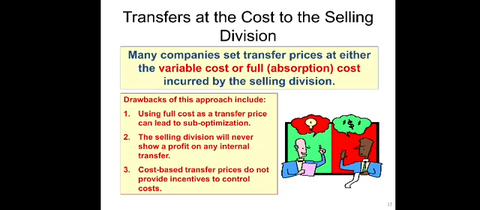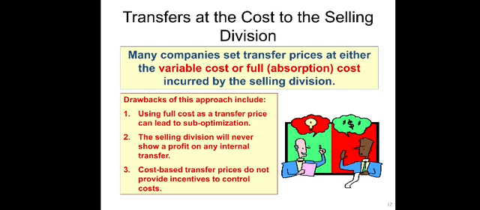So there are two more approaches. The second approach that can be used to settle the problem of transfer price is transfers at the cost to the selling division. Many companies set transfer prices at either the variable cost or full cost incurred by the selling division. Like I said earlier, many times the negotiation approach is not successful, so this second approach can be used. Using this approach, the transfer price is set at the cost.